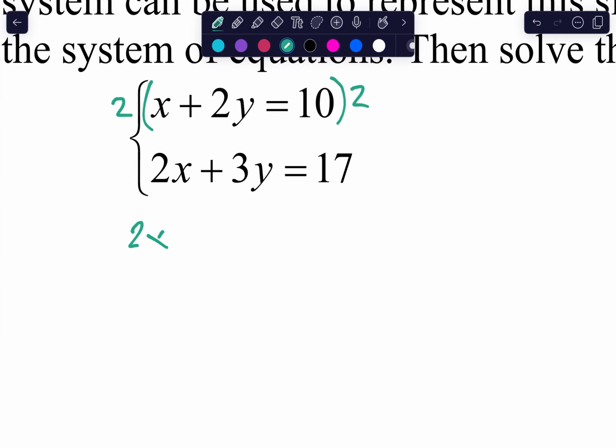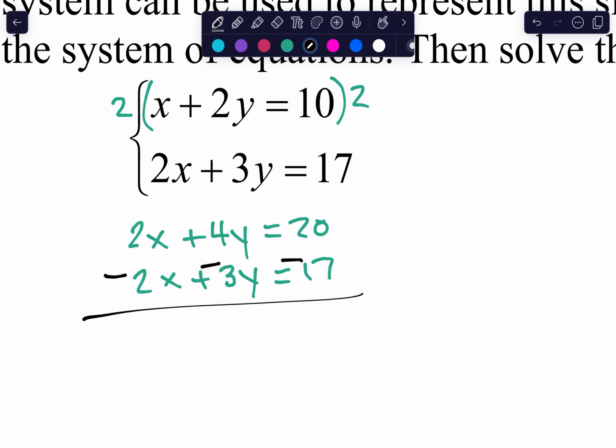So the first equation becomes 2x plus 4y equals 20. And then 2x plus 3y equals 17. Since they are the same, we are going to subtract. So we get 1y equals 3. So basically just y equals 3.